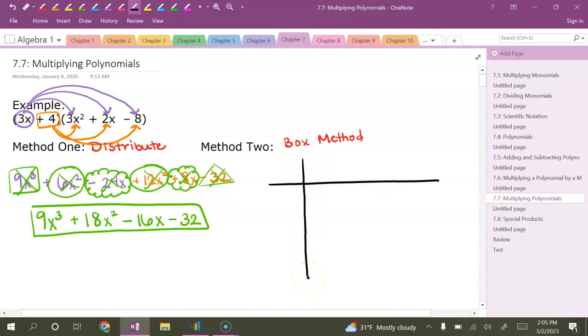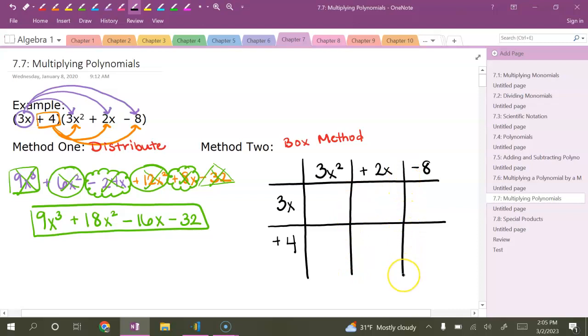To get yourself started with the box method, you're going to take the first polynomial. In this case, it's a binomial, because it's that 3x plus 4. And we're going to stack those on top of each other. So 3x and then plus 4. And then I draw a line to separate them. Then I take the second polynomial, that 3x squared, and the plus 2x, and the minus 8. And then I draw lines to separate those terms. So you can see how I've created these boxes. This one is more of a rectangle-shaped box. It's not really a true square, but that's okay.